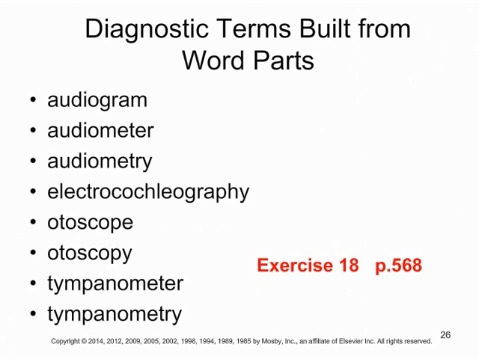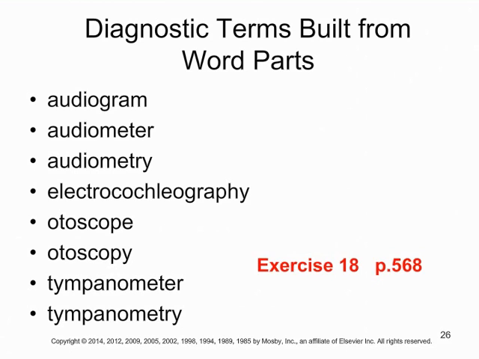So a gram is going to be the actual record of your hearing, the graphic image, for example, or the readout. The audiometer is the instrument that actually measures the hearing, and audiometry is the term for the process. So for example, a doctor would do audiometry with an audiometer, and the end product would be an audiogram that tells us how well you can hear.